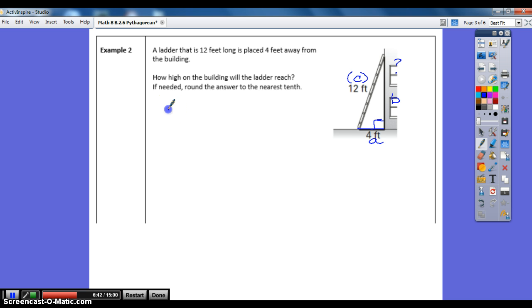Now, do I know my A? Yes. It is what? 4. 4 squared plus, I don't know my B, so B squared equals 12 squared. Show all your work in your notes, hold your answer up on your board. I think the mistake here, what is 4 squared? 16. I was getting some 8s out there.